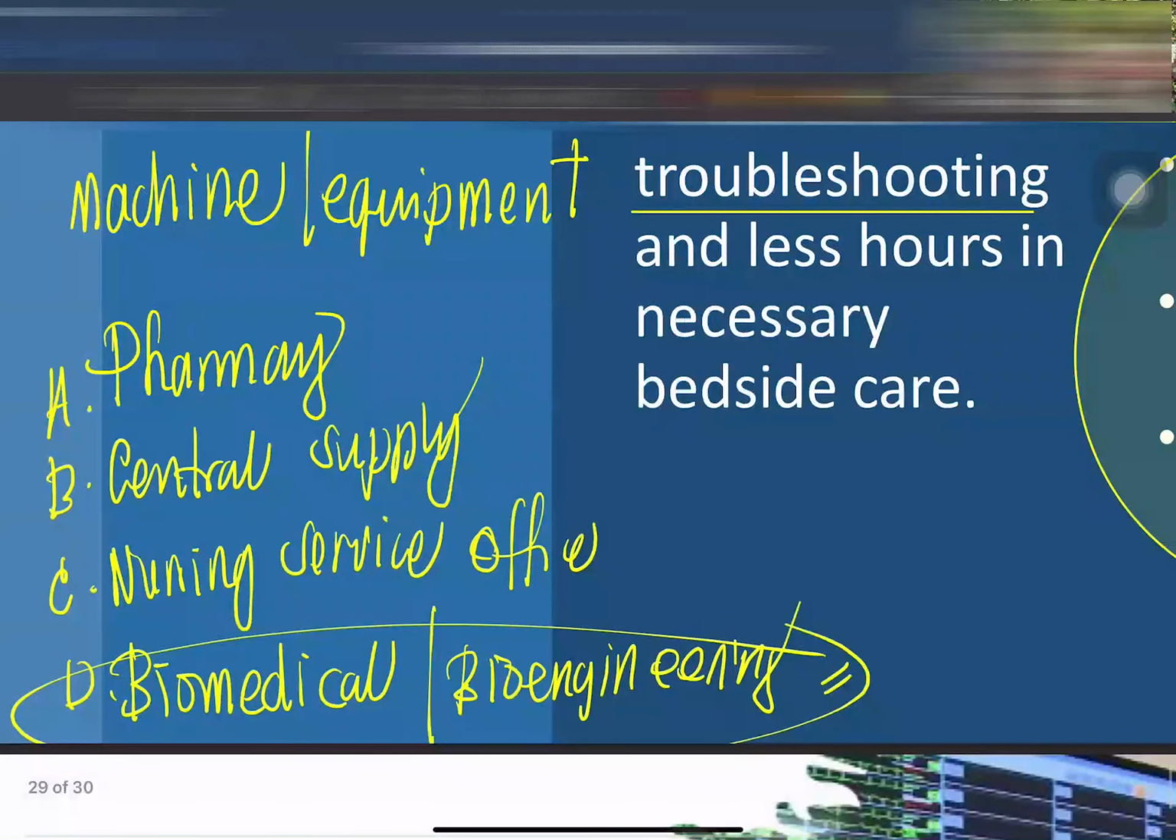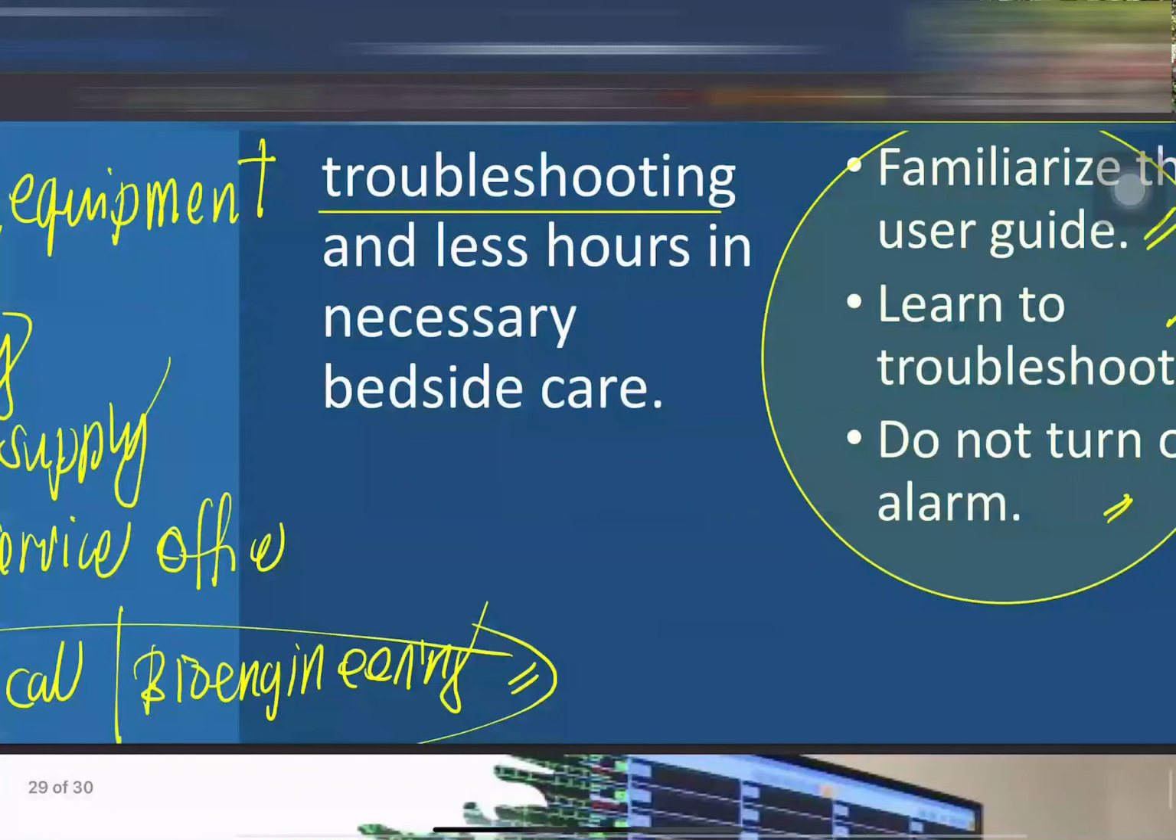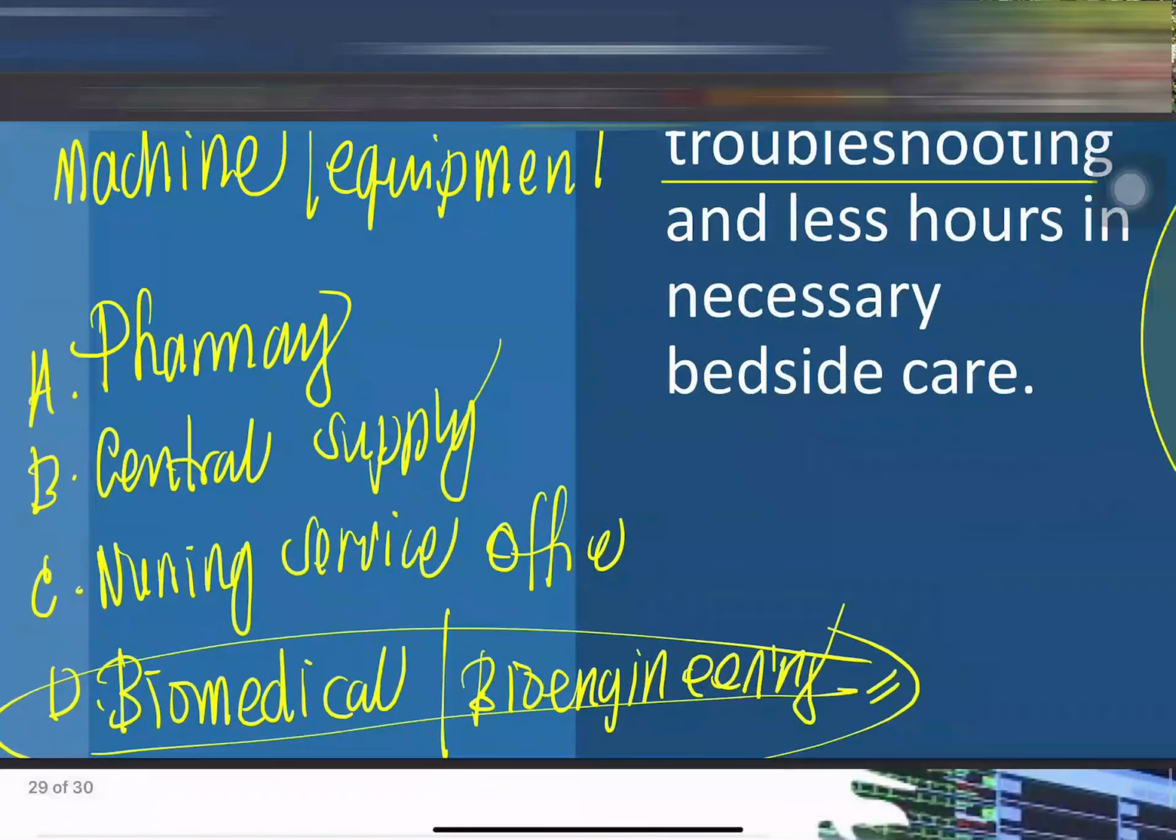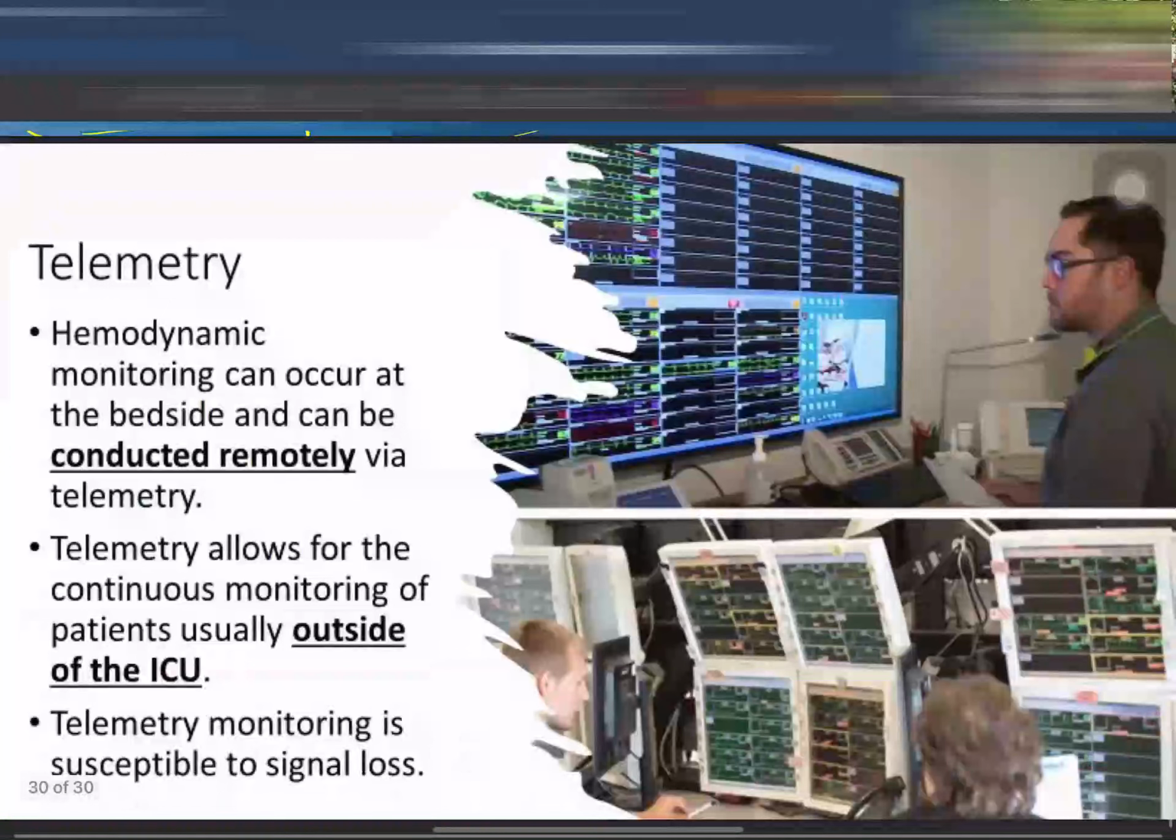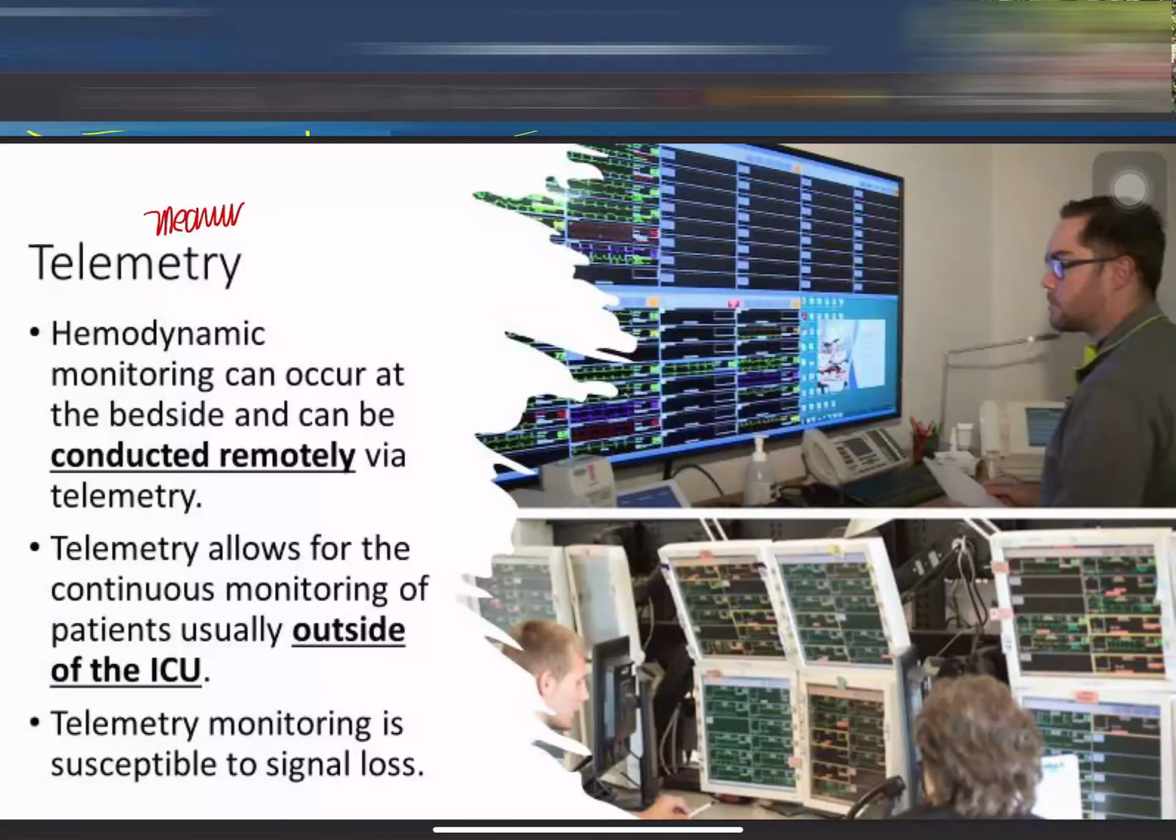So class, no, it's the biomedical or the bioengineering department that you will be calling in case that you would want to have repairs. Right? Then class, you will be encountering the term telemetry. Okay? Telemetry. There is always measures. Ano po yung mini-measure natin in telemetry? Hemodynamic monitoring of your patient class. It can occur at the bedside, however, class, it could be conducted remotely using your telemetry.